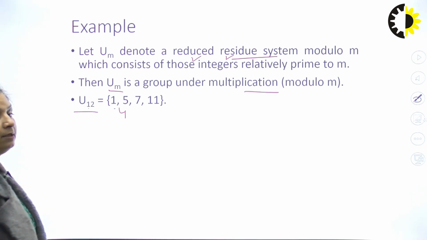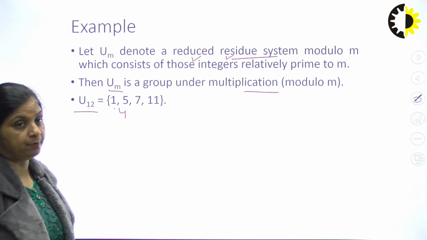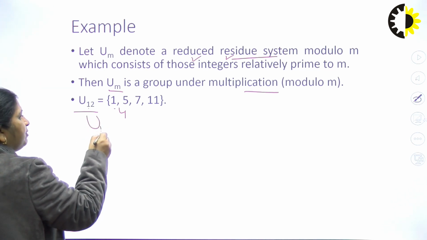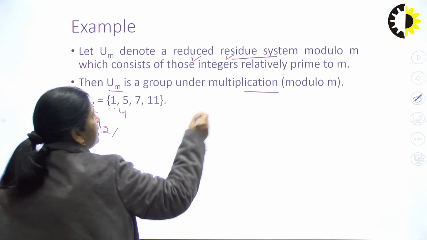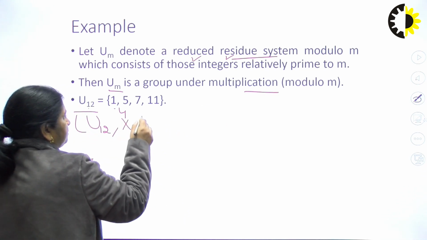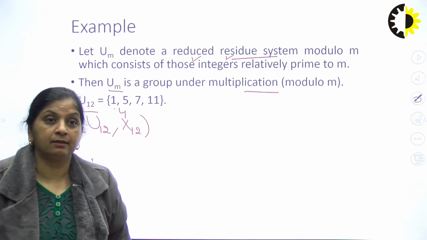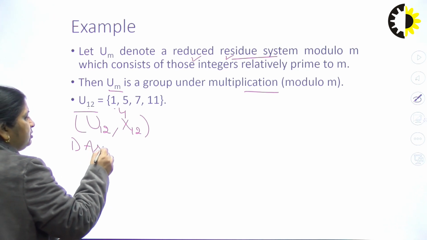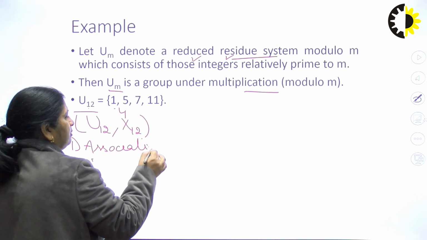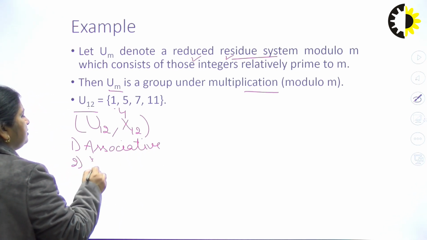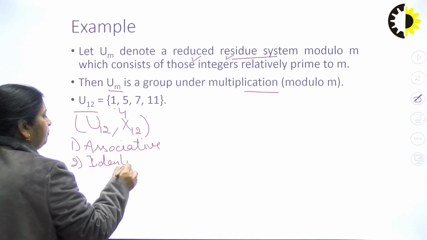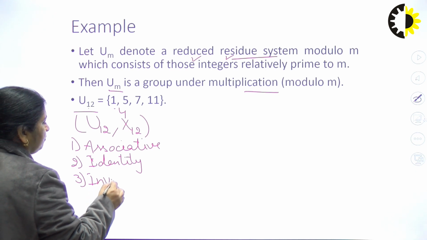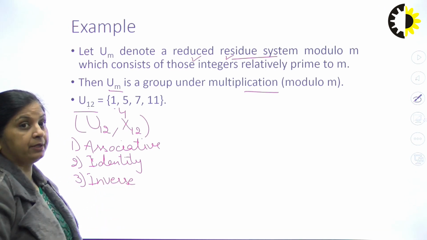So, let us understand with this example whether it forms a group or not. What is my algebraic structure here? My algebraic structure is the U12 set, and my operation is multiplication modulo 12. If I consider this algebraic structure, what do I need to check? First, is it associative in nature? Second, does the identity property hold or not? And third, the inverse element: does it exist or not?